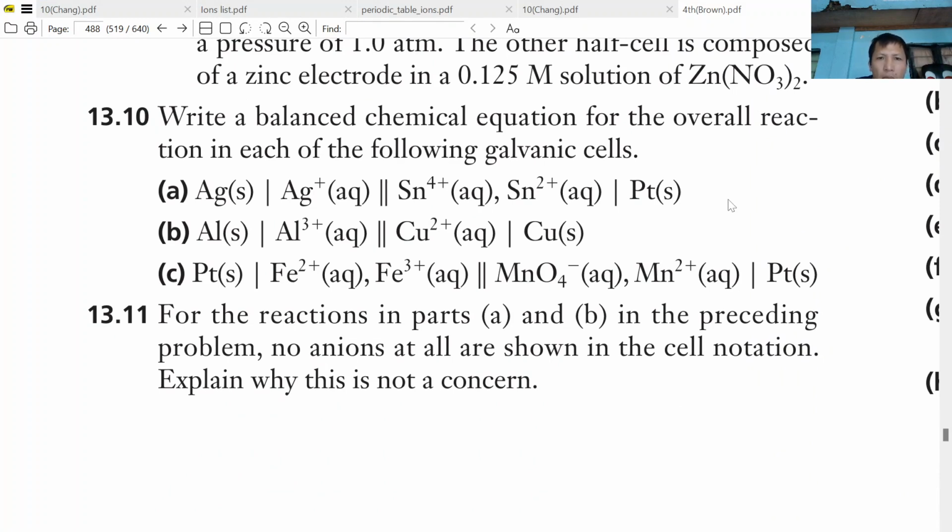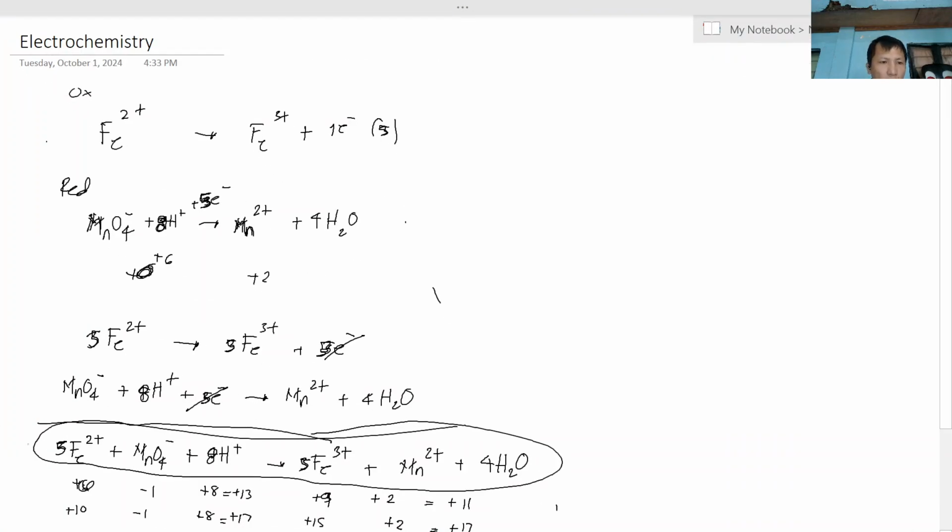Take note, I might ask again for the thing that we're doing in balancing half reactions. I might do it and then I'll ask for the letters. That should be a 5, 1, 8 and then a 5, 1, 4. So there are 6 answers for this. So just be ready.